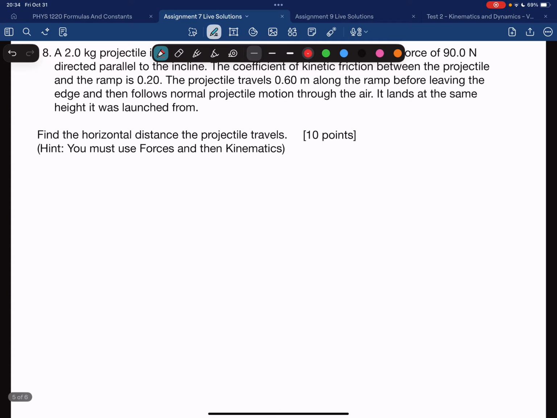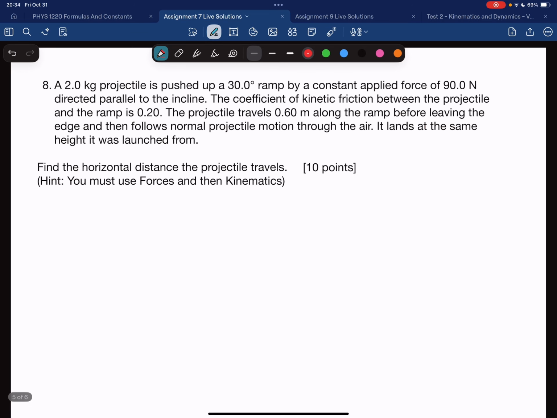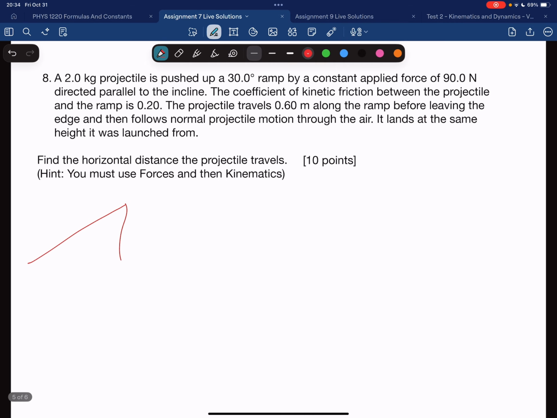So, lots of words. Let's make a drawing. Figure out what's going on here. 2 kilograms. Force of gravity going down. We know it's going to have components. We know we have an applied force pushing up the ramp. We know we have a normal force, perpendicular. And we know friction opposes motion. So that's going to point backwards. So that is a little free body diagram. Help us keep track of what is going on.